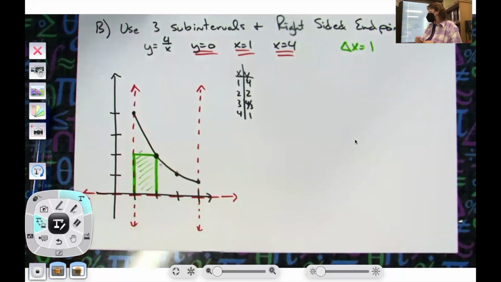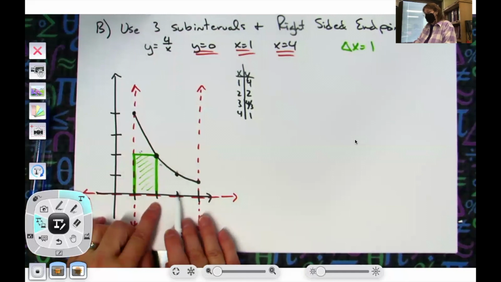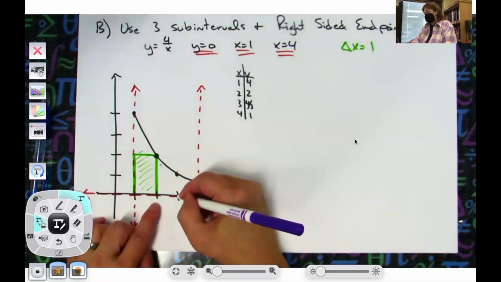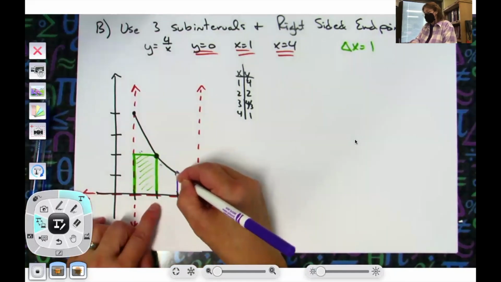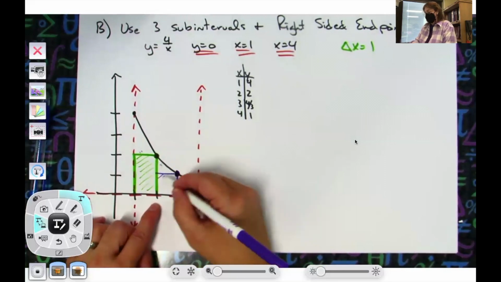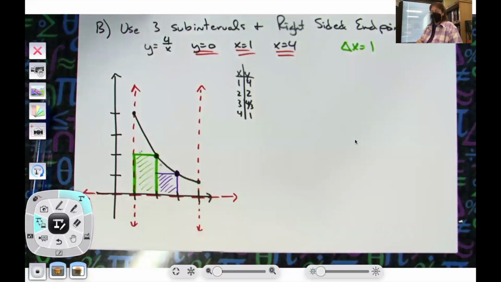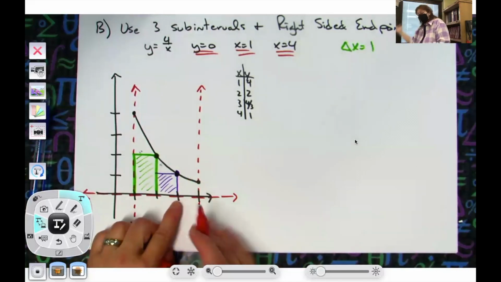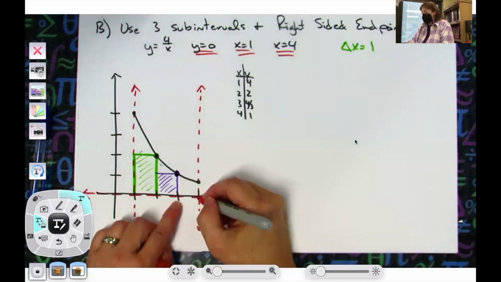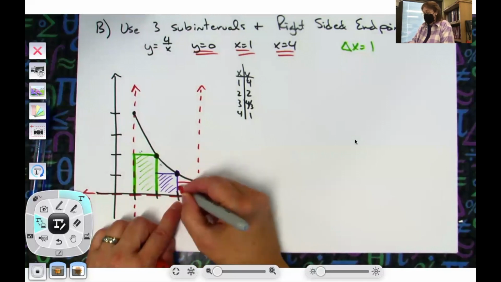All right, if I want to do a right-sided endpoint on my next interval, I'm going to go to the right side of that rectangle. I'm going to go up. It's going to touch the curve because it's a right-sided endpoint. Then I'm going to come over here to the left. Okay, there's that rectangle. My last rectangle. Again, on that last interval, I'm going to go to the right side, go up to the curve and then come over and form that rectangle.